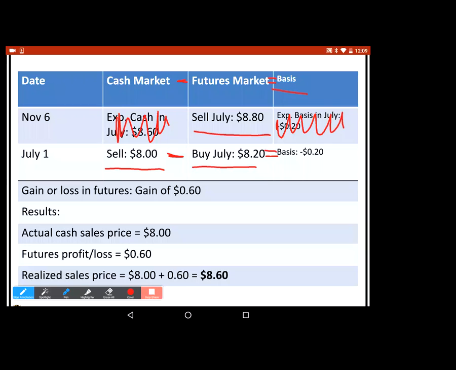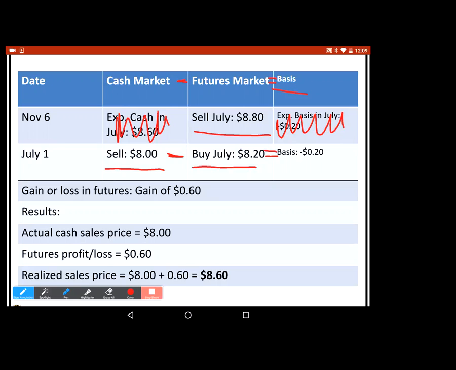So that's all the information we need. Now we just need to do the calculations to figure out what our net price was, our actual realized sales price. You can do that two ways. First way is to say, what I do in the cash market. As Mesa said earlier, we sold for $8 in the cash market. Okay, that's what happened in the cash market. How did I do on the futures market?